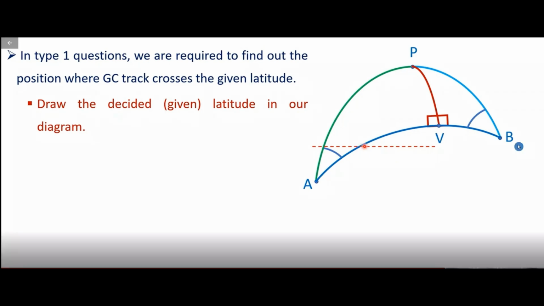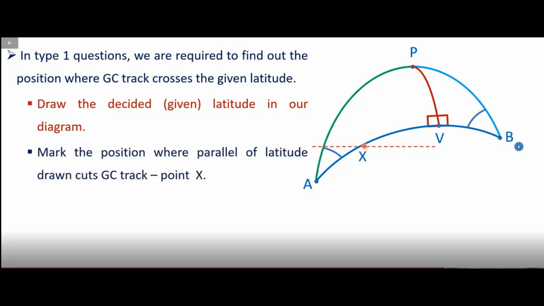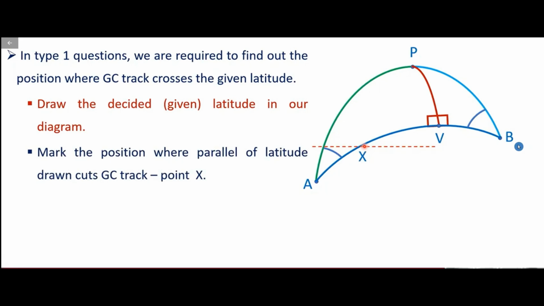So beta, this dotted line which you see is the latitude which is given to us, and we need to find out what is the position, what is the place where the great circle track crosses this particular parallel. This position you can call X. Let's mark it with X. Now can you tell me beta, what will be the latitude of X?